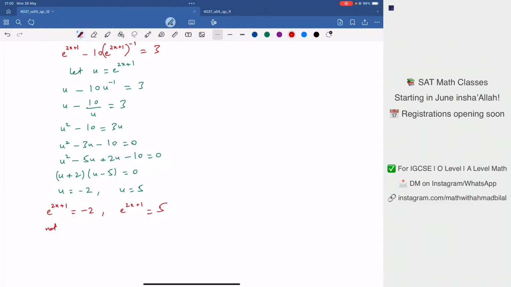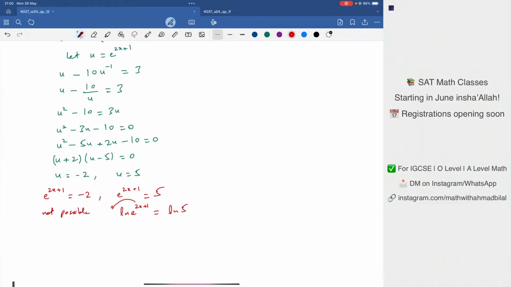So you'll say this is not possible. There's no possible solution that you get from this. What about this? You can take log on both sides. Any base, it doesn't matter, but generally we prefer taking ln in cases where we have e like this, because that will simplify things. It becomes ln of e raised to power 2x plus 1, that equals ln of 5.